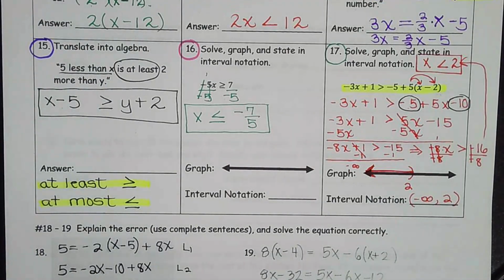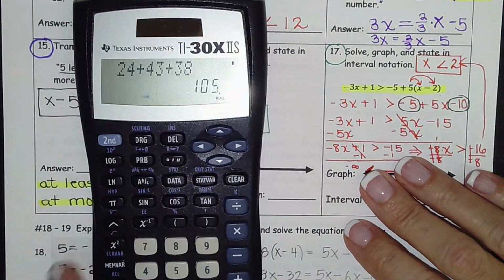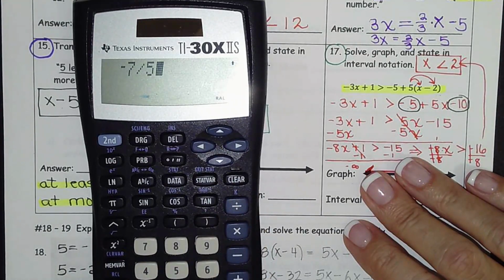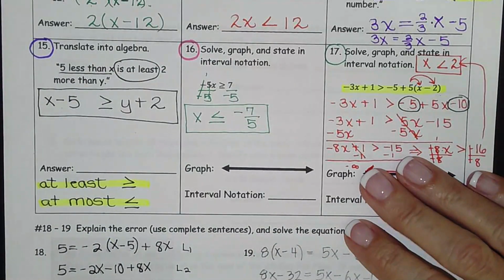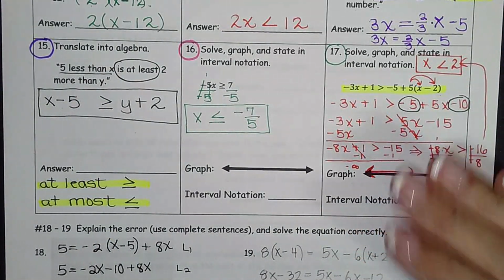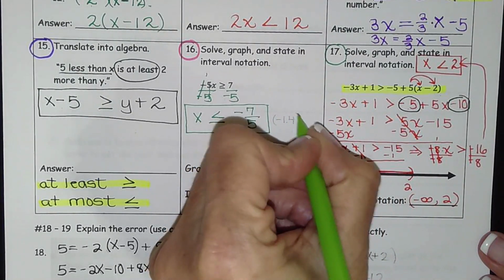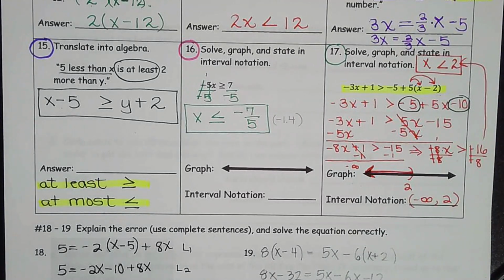But if you wanted to go, well, geez, I don't even know where -7/5 is on the number line, you could do -7 divided by 5, and it would tell you it's about -1.4. So what I would do is I just write it over here to the side in pencil, just so I know where it's at. It's a little bit shy of -1.5. So now I have a pretty good graph because Alex is pretty picky about how you graph them.